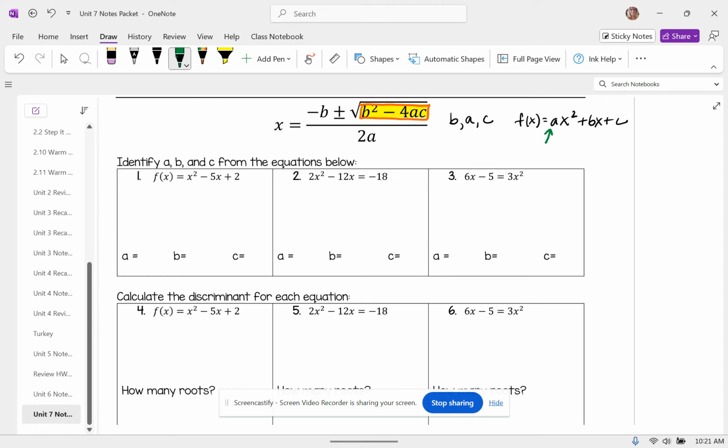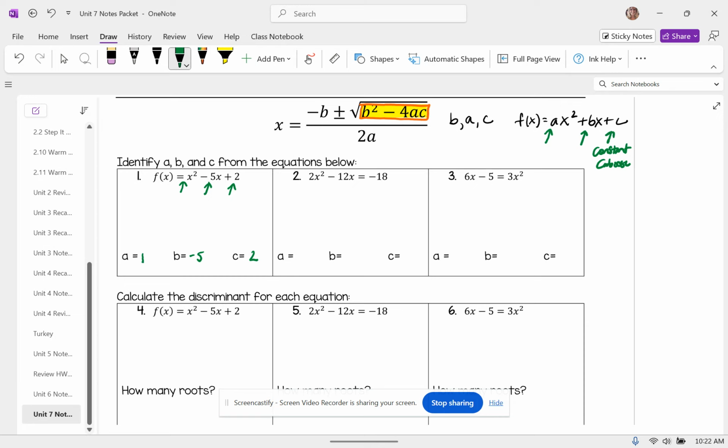Let's review that A is the coefficient of the x squared, B is the coefficient of x, and C is the constant, or the caboose. So if you have a quadratic written in standard form, it's super easy to identify what goes where. First, on question number 1, let's see if it is written in standard form. It is. I have the powers in descending order with the constant as the caboose. So A is the coefficient of x squared, B is the coefficient of x, and C is the constant caboose.